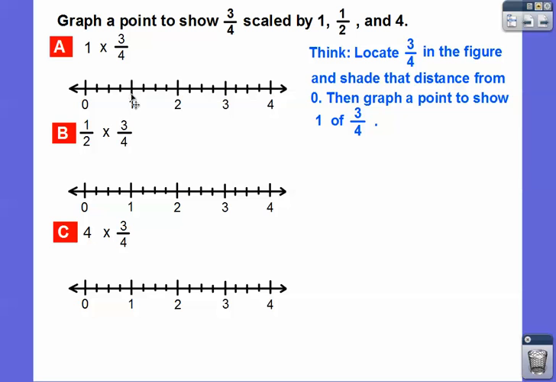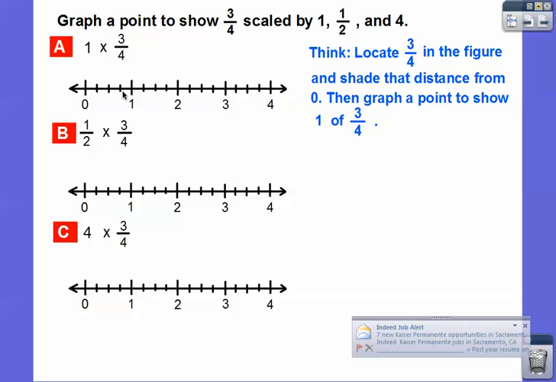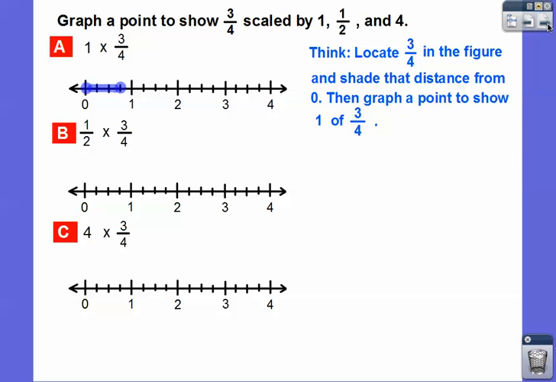Well, here's 1 right here. So here's 1/4, here's 2/4, here's 3/4 right there. If we locate 3/4 right there, that's going to get us that little point right there. Then shade that distance to 0. So I shaded from 3/4 all the way to 0.